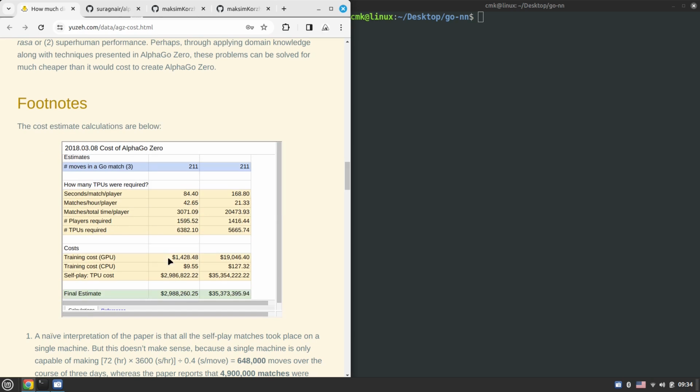So there were two experiments. The first experiment, with a smaller data set and a shorter training process, only took about $2 million, and the wider experiment took $35 million, which is an absolutely insane number.